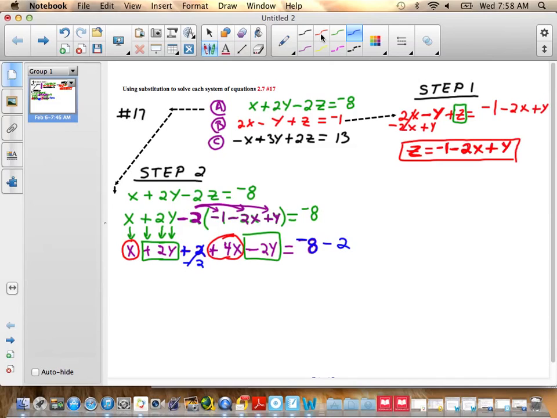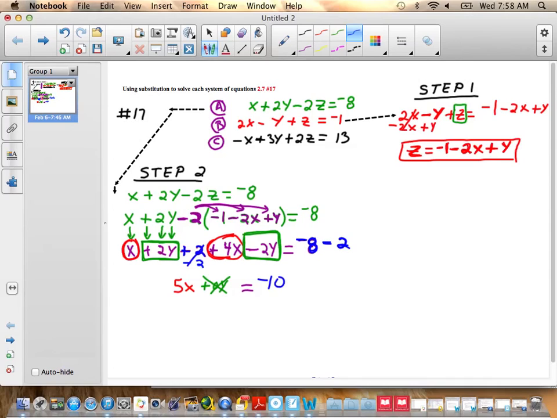So now I'm just going to put my terms together. So I have x and plus 4x is going to give me a 5x. Okay, and then I have 2y minus 2y. So that eliminates that term completely, doesn't it? So all I have then is a 0y. So that term is eliminated. And then it's going to equal my negative 8 minus 2, which is a negative 10.